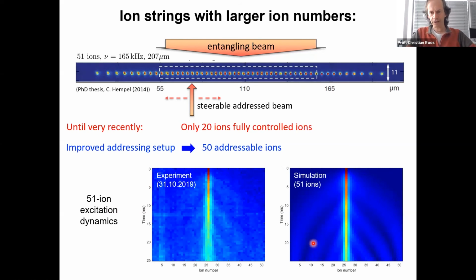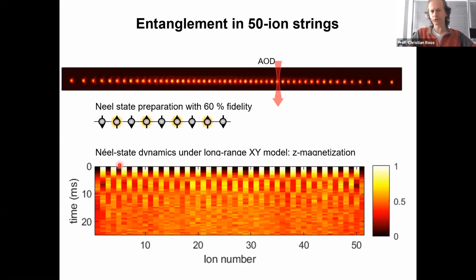And so we can now carry out the same experiments I showed you with a smaller number of ions. Here you see a 51 ion string where we flip the central ion. You see that the excitation starts to spread out in a pattern that matches pretty much what you would expect from a simulation. By now, I think we also have better data than the one that I show you here. And we can also repeat these experiments where we flip many ions to prepare a Néel state.